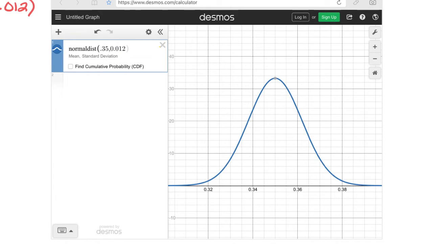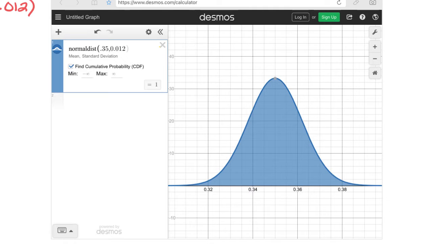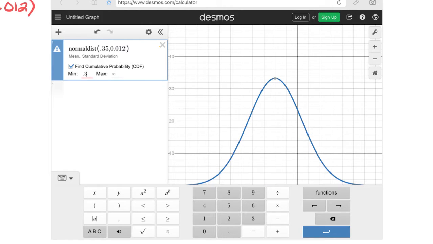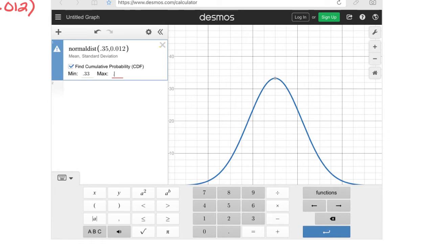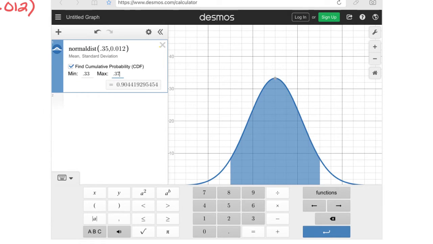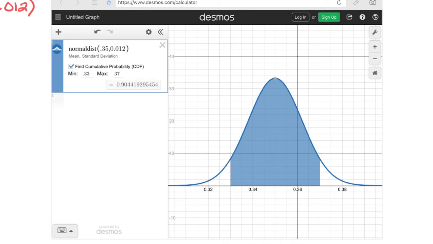Here's where you use that 0.33 and the 0.37. You go to find cumulative probability, and your minimum value here is that 2% below the average that the question asked for, and the 2% above the average that the question also asked for. It is asking what is the area under the curve, or the proportion, or probability, that the data will be within 2% of what's really going on.